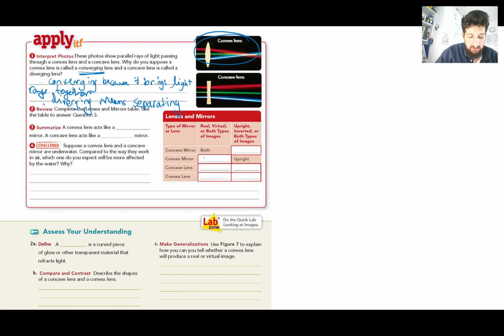Okay, concave mirror, virtual, real, or both? Both for a concave mirror. Depends on where the object is relative to the focal point. If it's beyond the focal point, it's going to form a real image. If it's closer than the focal point, it's going to form a virtual image. But is the image going to be upright, inverted, or both types of images?